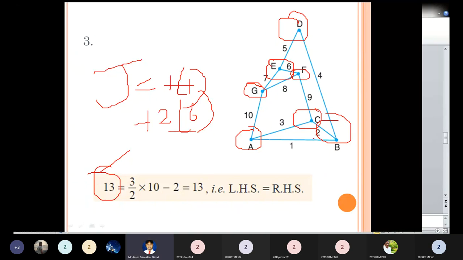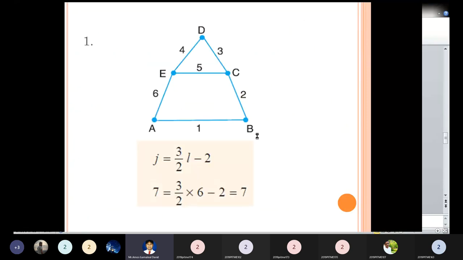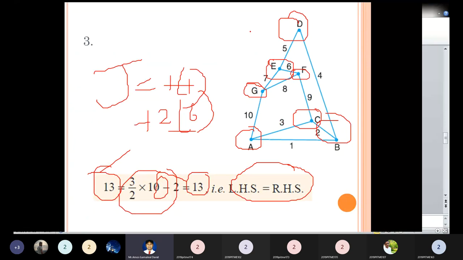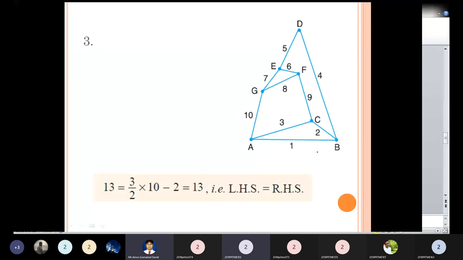Clear? How many links are there? As we already mentioned, 10 links are there. So if I substitute it and calculate this, I'm getting 13 is equal to 13. So in this case, what does it mean? LHS is equal to RHS means what? It is a constrained kinematic chain. It is a constrained kinematic chain. Are you guys able to understand to an extent? Yes, sir. Any doubts, let me know, other than these two. Akash, do you understand?